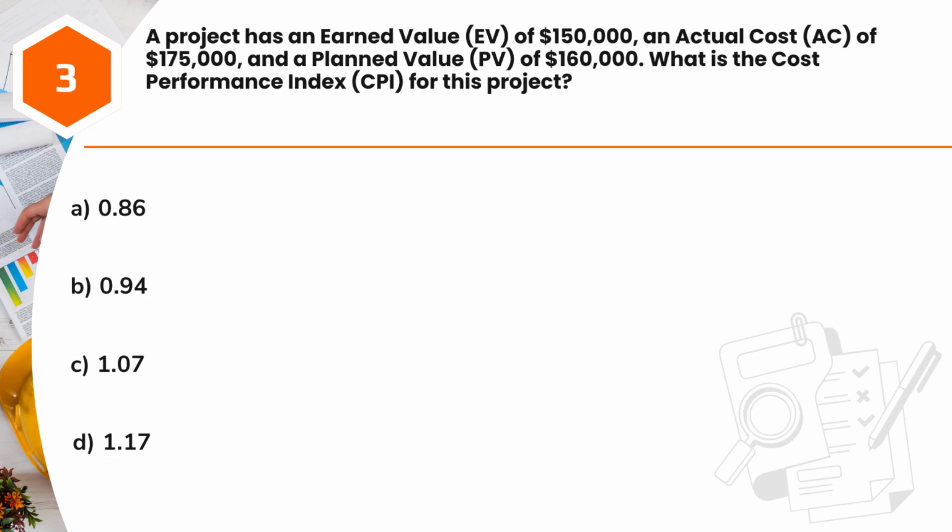Question 3. A project has an earned value, EV, of $150,000, an actual cost, AC, of $175,000, and a planned value, PV, of $160,000. What is the Cost Performance Index, CPI, for this project? A. 0.86. B. 0.94. C. 1.07. D. 1.17.